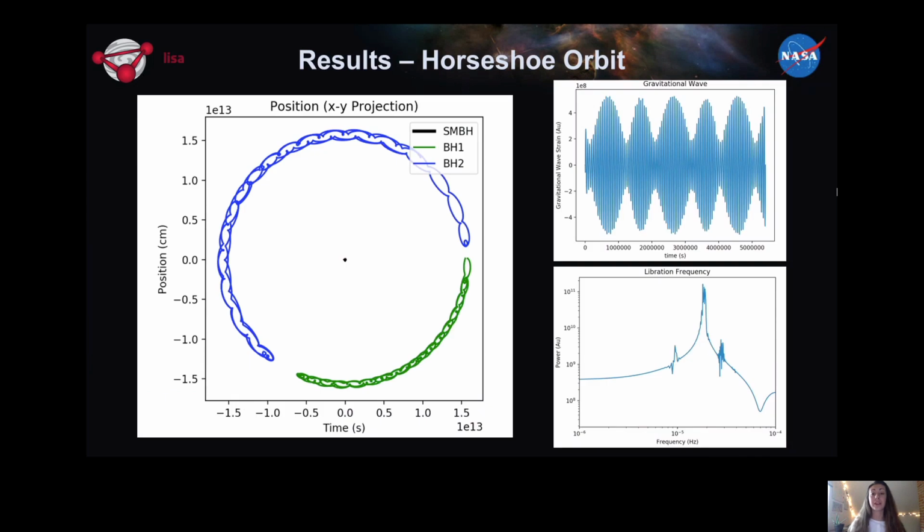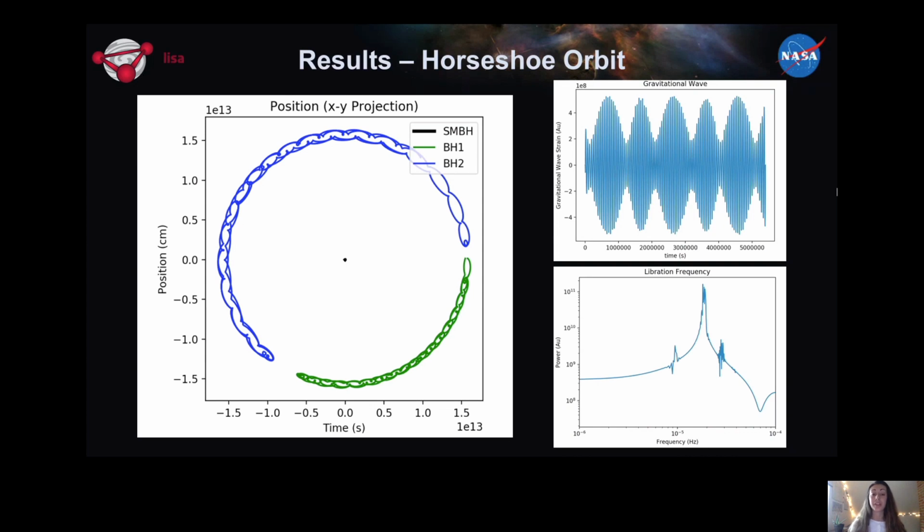Looking more closely at the Horseshoe Orbit family, we have on the left the position projection of that 2-to-1 mass ratio of the two stellar mass black holes. In the center, we have the supermassive black hole, and surrounding it, we have the two stellar mass black holes. The stellar mass black holes will start in their respective locations of the analogous Jupiter and L4 Lagrange point locations.